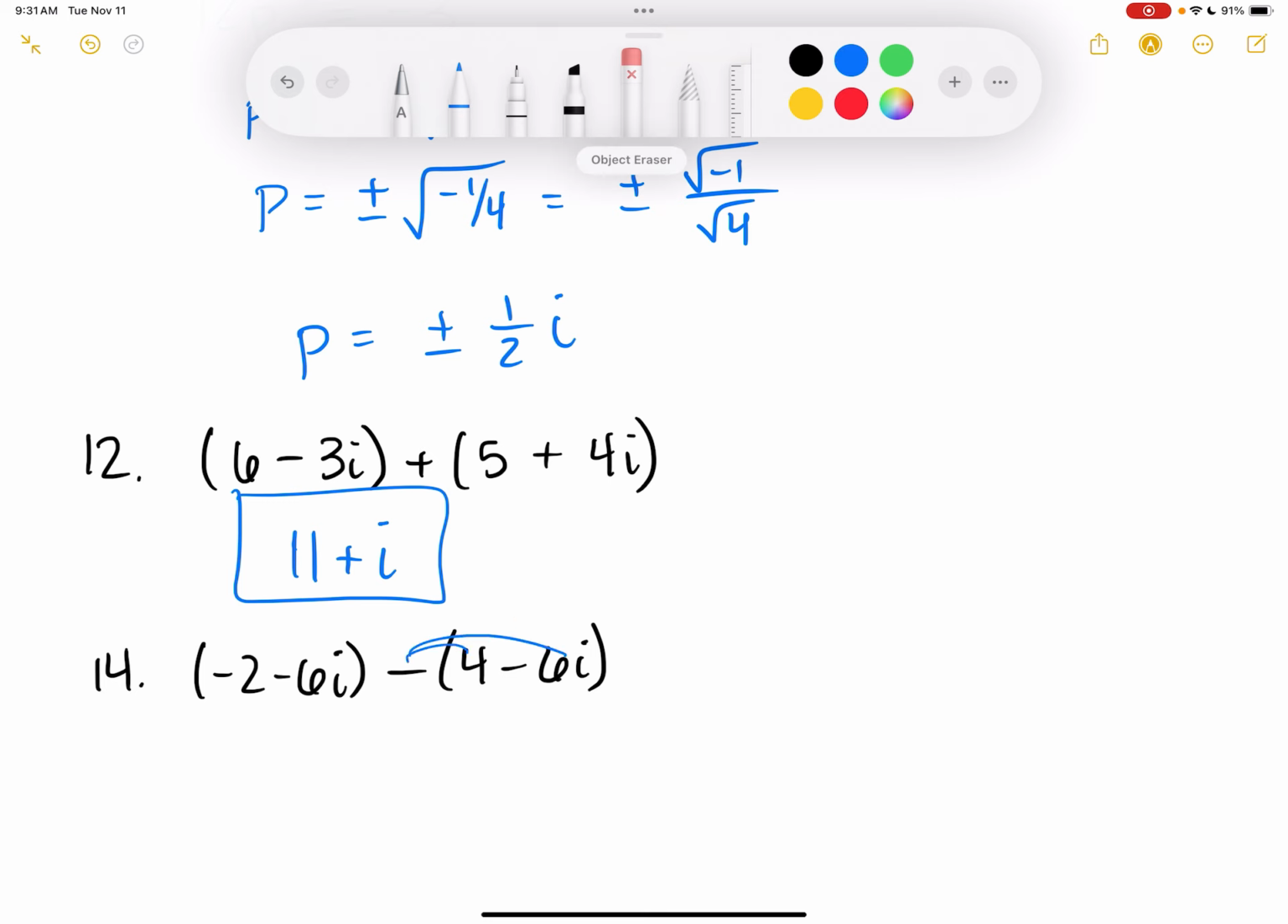As I read it, I read this sign in between the numbers. So I've got negative 2 minus 4, so that's negative 6. Then I've got negative 6i minus a negative 6i, which is 0. So then just negative 6 is the answer on that one.